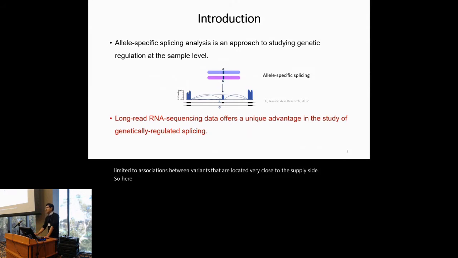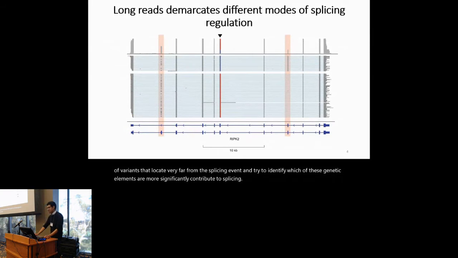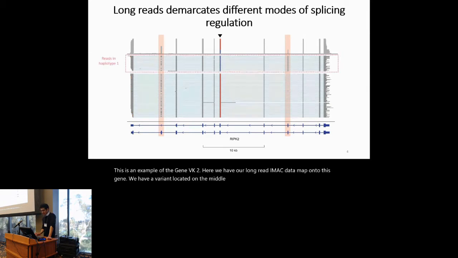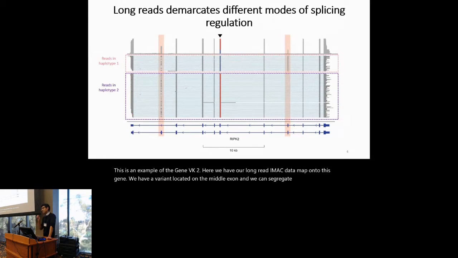Here is where long-read RNA sequencing offers a unique opportunity to find the association of variants that are located very far from the splicing event and try to identify which of these genetic elements contribute more significantly to splicing. This is an example of the gene RIPK2. Here we have our long-read RNA-seq data mapped onto this gene. We have a variant located on the middle exon, and we can segregate the reads based on their haplotype, that is, the allele that they contain at this variant position. So we have our reads in haplotype 1 and haplotype 2 shown over here.